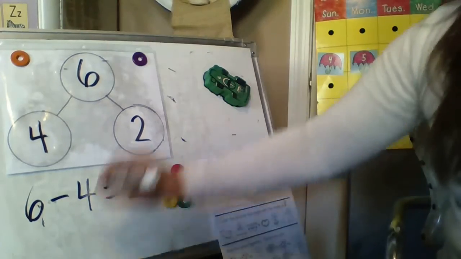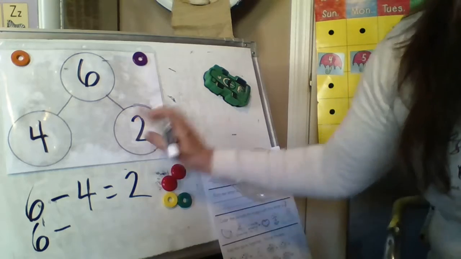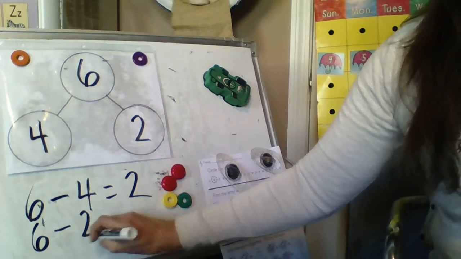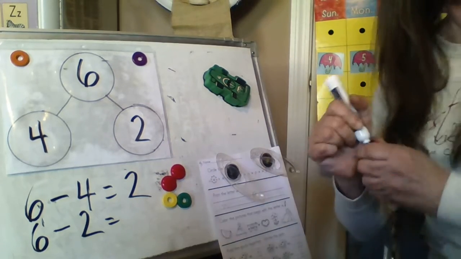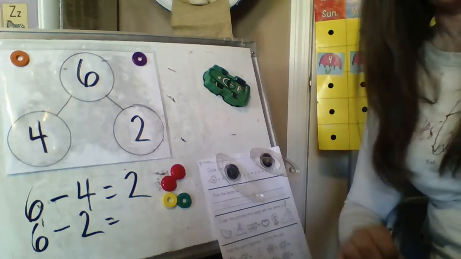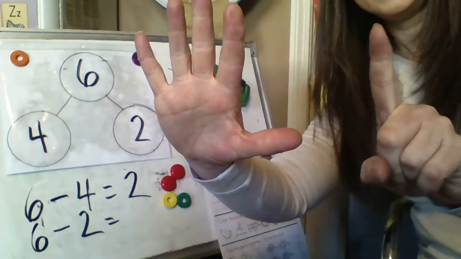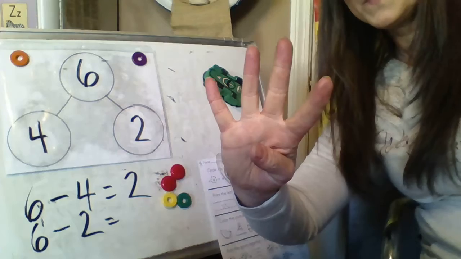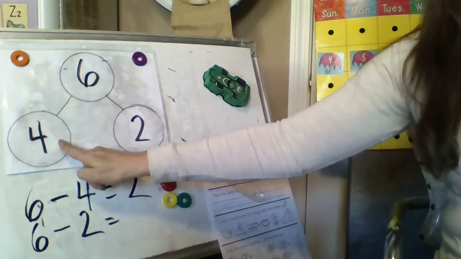Or we could do 6 and we could take away the 2. Then what would it equal? The answer's in the number bond. 6 take away 1, 2 equals 4. Very good.